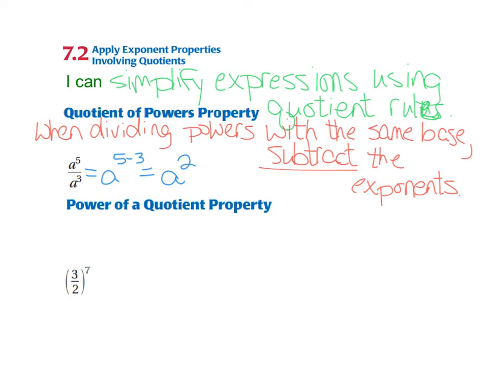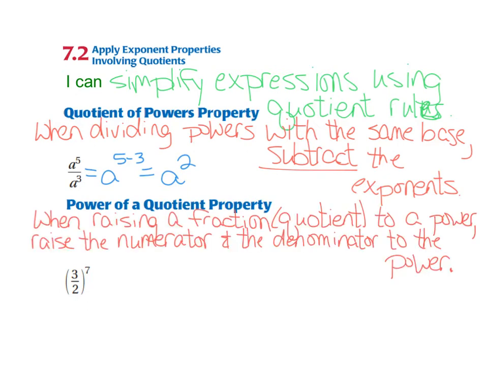A fraction is a quotient, raised to a power. Pause the video, write that rule, and then see if you remembered it. We said when raising a fraction, which is a quotient, to a power, you raise the numerator and the denominator to the power. So 3 halves, or 3 over 2 to the 7th power, would be 3 to the 7th power over 2 to the 7th power. Those were the two rules we looked at and discovered in class today.